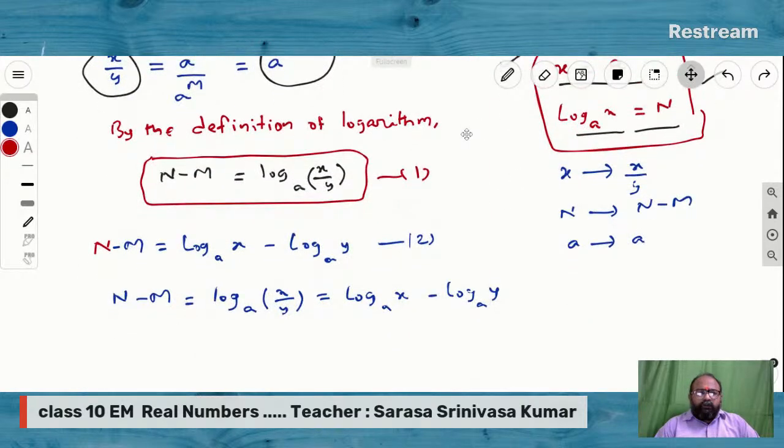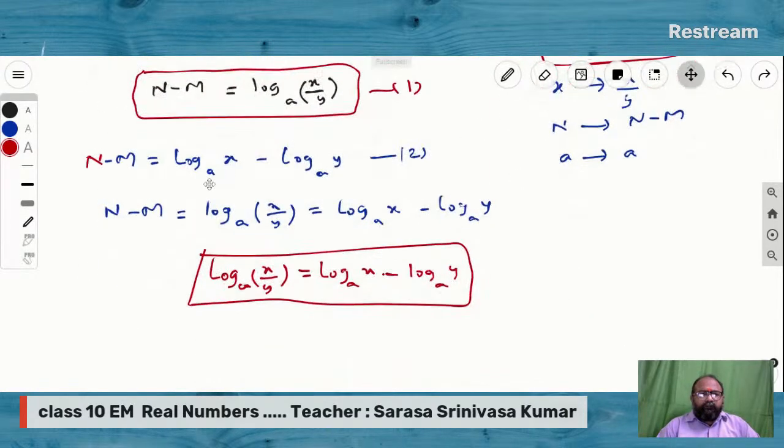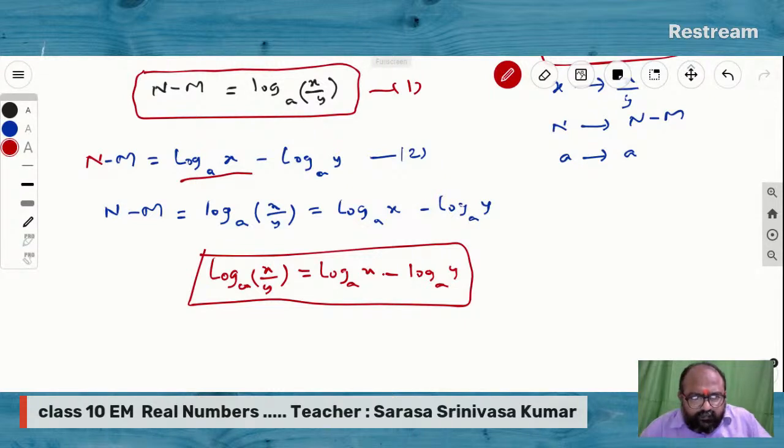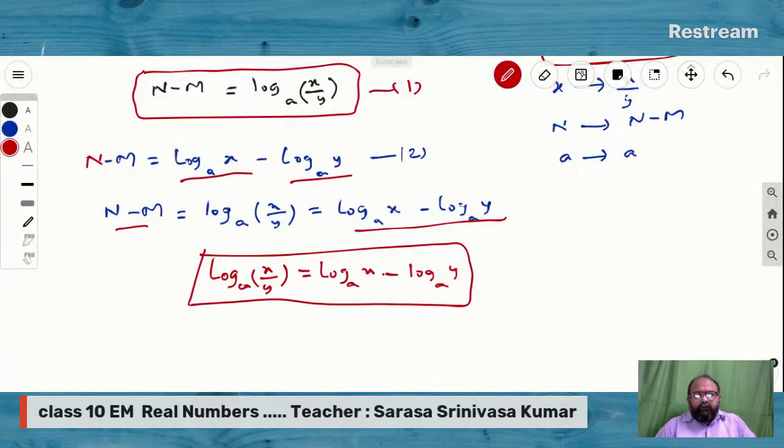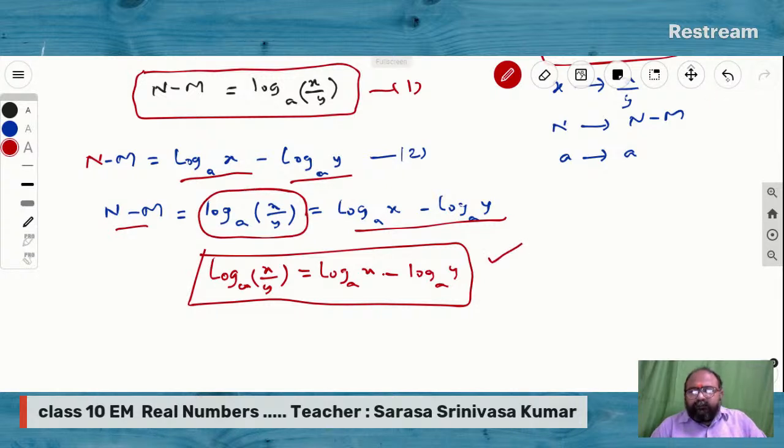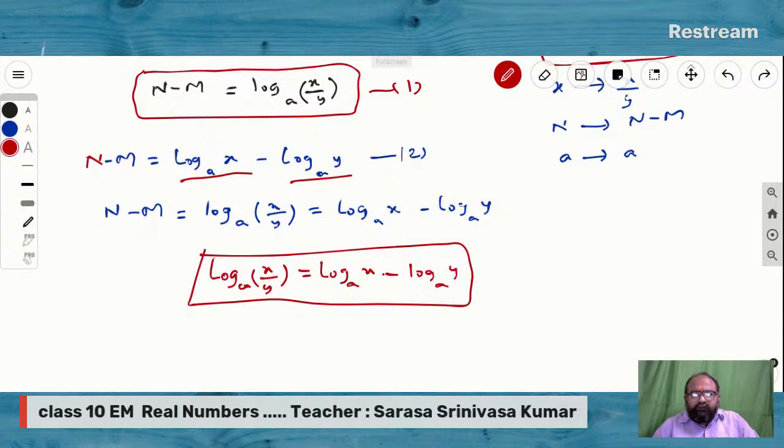Now in place of n we can write log x base a. By our assumption in the starting itself, n equals log x base a and m equals log y base a. Therefore n minus m equals log x base a minus log y base a. But we have proved that n minus m equals log x by y to the base a. Therefore, we get this final result. So this is a very important result.